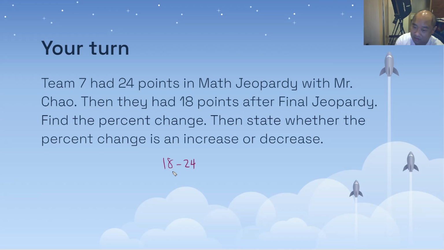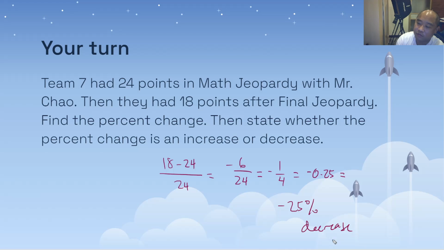So this is how many points they have now. This is the original amount over the original amount. 18 minus 24 is negative 6, over 24. And so this is negative 1 over 4, which is negative 0.25, which is negative 25%. They lost 25% of their points. It's a decrease.